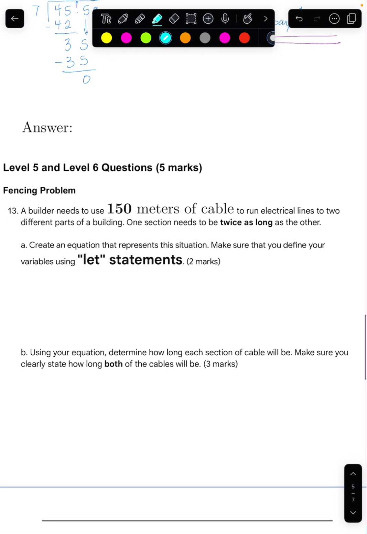All these numbers always seem to be so important. So a builder needs to use 150 meters of cable to run electrical lines to two different parts of the building. One section needs to be twice as long as the other. So this 150 meters needs to be broken up into two, because it's going to two different parts of the building, and one section of these two pieces needs to be twice as long as the other.